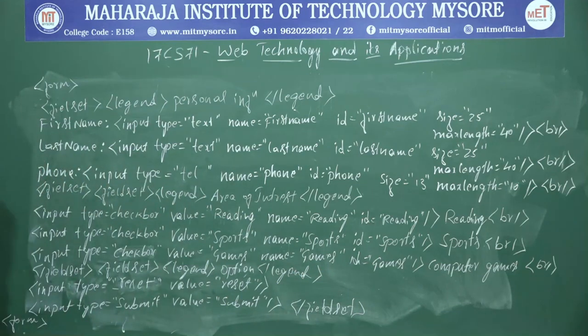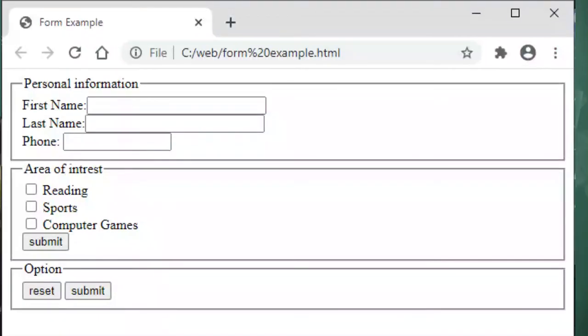Okay. So now if I run this program, you can notice that these three are in one group with the personal information, is it right? So 3 text boxes under personal information, 3 check boxes under area of interest, that is reading, sports, computer games, and under the last group is what? Option. So that means reset or submit. Okay. If you click on reset, it will reset all the fields. And submit means it will post all the details to the back end.